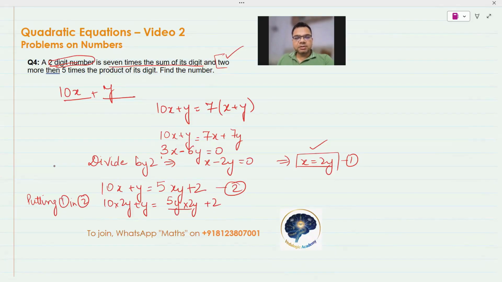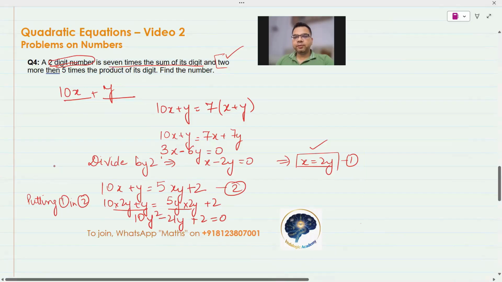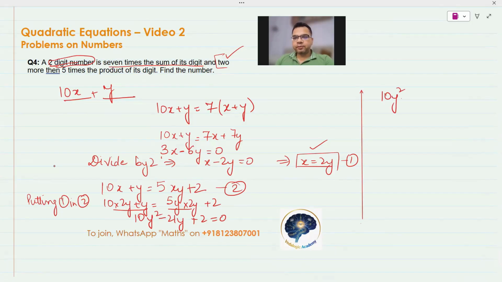And this becomes 10y square. This, when it will come to the right hand side, it becomes 21y plus 2 equals to 0. Right? So what I'm going to do now is, okay, so we have the equation as 10y square minus 21y plus 2 equals to 0. So this is the equation. We have a quadratic equation and we have to find the value of y.